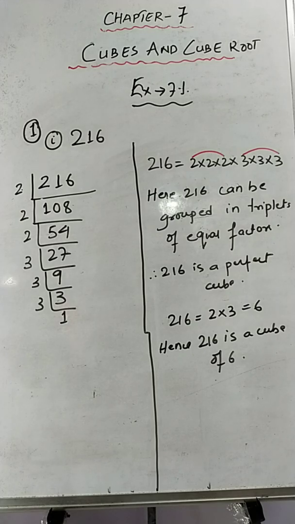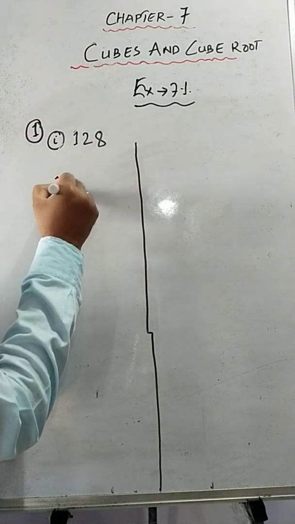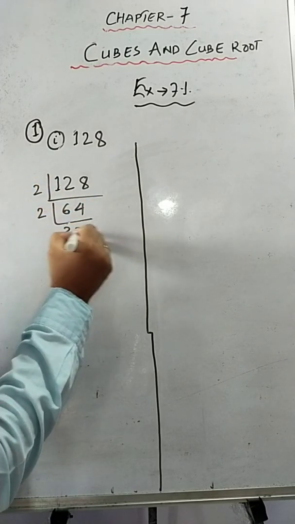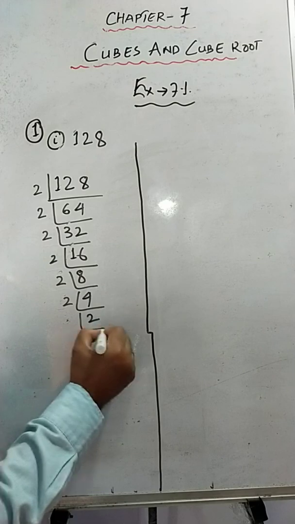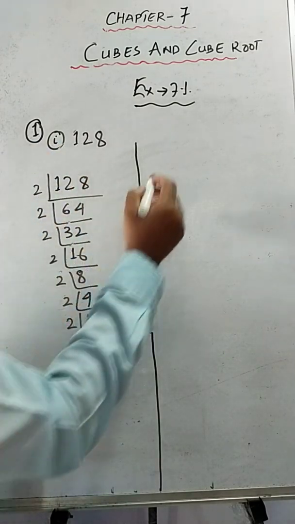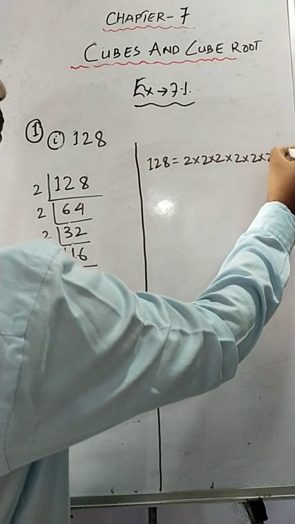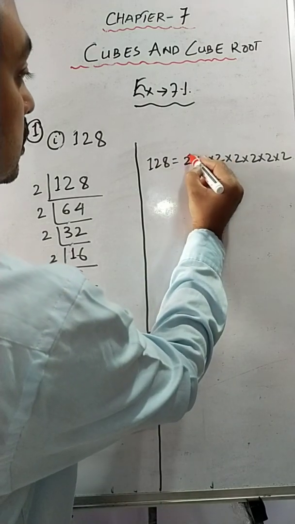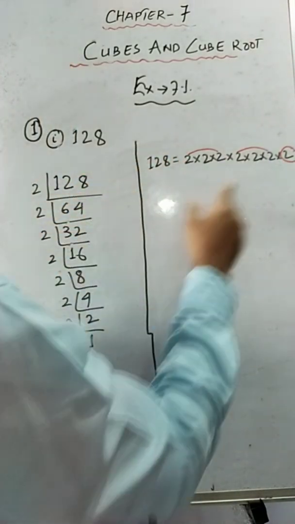Now let's move on to sum number 2. Sum number 2 is 128. How to see whether 128 is a perfect cube or not? Again we'll find the prime factors of 128: 2 64s, 2 32s, 2 16s, 2 8s, 2 4s, 2 2s, 2 1s. Now we'll write all the factors of 128: 2 into 2 into 2 into 2 into 2 into 2 into 2. Now we'll see whether all the factors are in triplet form or not. This is a triplet, this is a triplet, but this one is not in triplet form. So one 2 is left out.